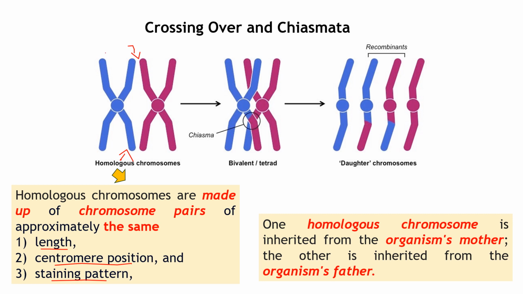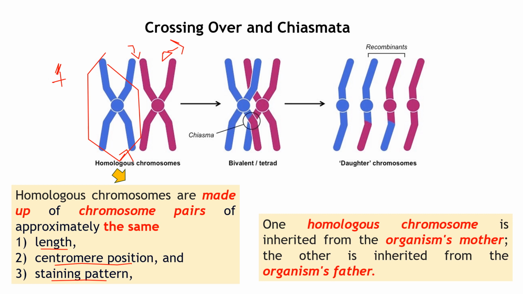One is inherited from the mother. Okay, this was supposed to be a mother symbol, and here is inherited from the father. So homologous chromosomes are a pair of chromosomes that look very similar, one from the mom, one from the dad.